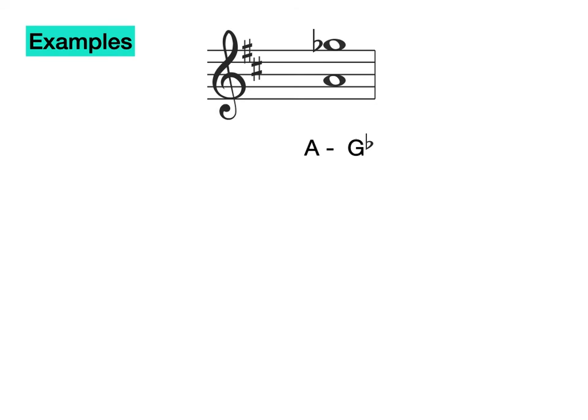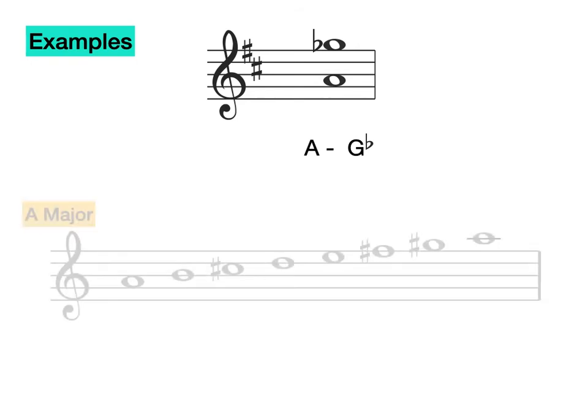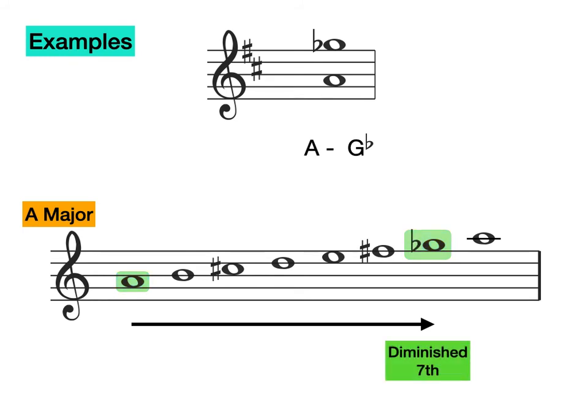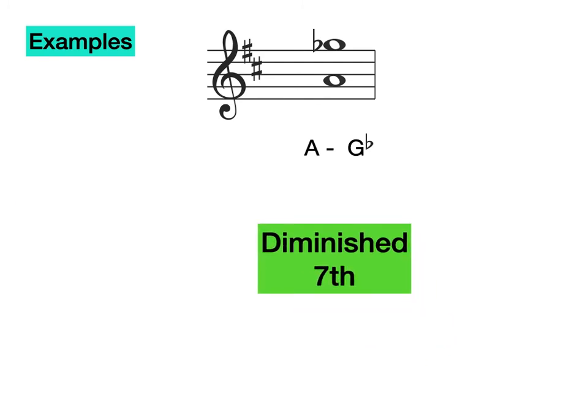What about this interval? What's the distance between A natural and G flat? Let's write out the A major scale to find out. As you can see, G sharp is the 7th note of A major. So had the interval above had a G sharp, this would have been a major 7th. However, we have a G flat. 1 semitone smaller than G sharp brings us to G natural. Well, this is a minor 7th. So it looks like we need to bring this down 1 more semitone. Let's bring that G natural down to G flat, and this takes us to a diminished 7th, meaning the interval above is a diminished 7th.